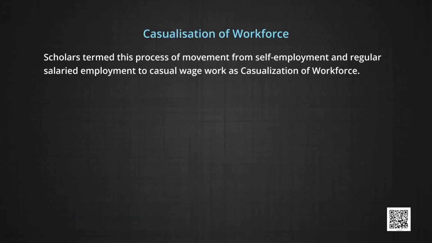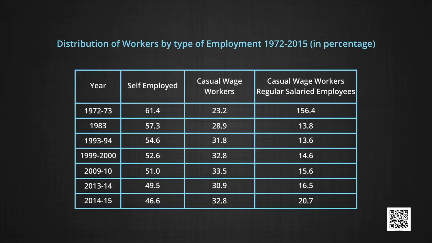Over the last 4 decades, there has been considerable shift of workforce from self-employed and regular salaried employment to casual wage work. Scholars termed this process of movement from self-employment and salaried class to casual wage work as casualization of workforce. The following table shows the distribution of workers by category of employment during the period 1972 to 2015. Table 1 shows the distribution of workers by type of employment between the period 1972 to 2015. Although self-employment continues to be the major employment provider, its share has declined from 61.4% in 1972 to 46.5% only in 2014-15. Regular salaried employees.